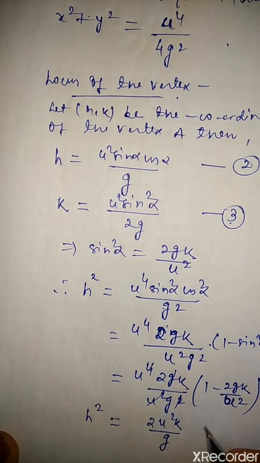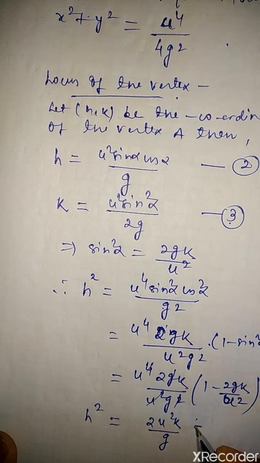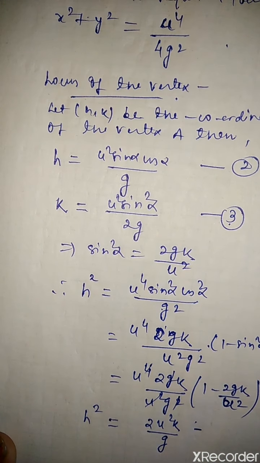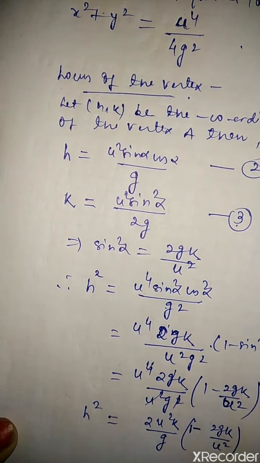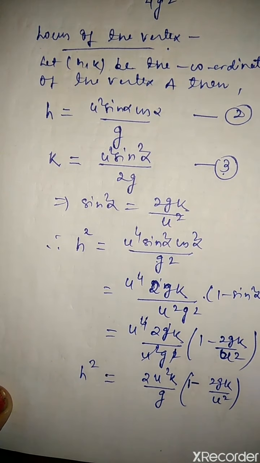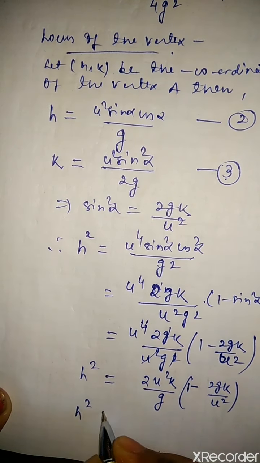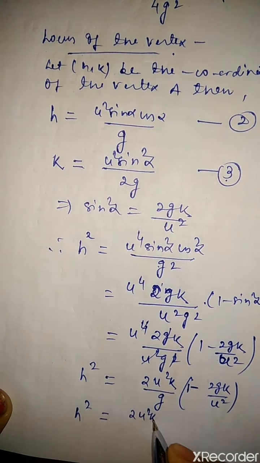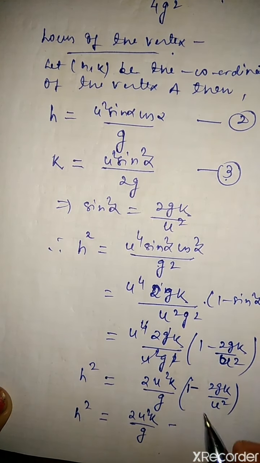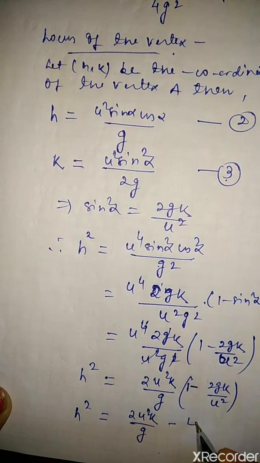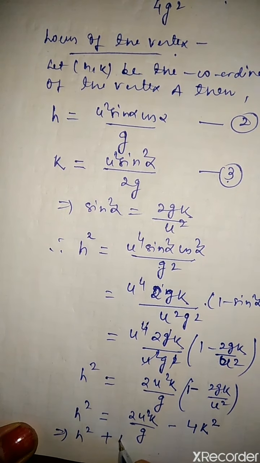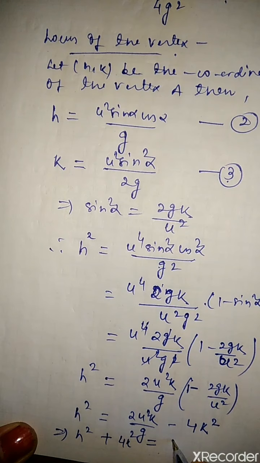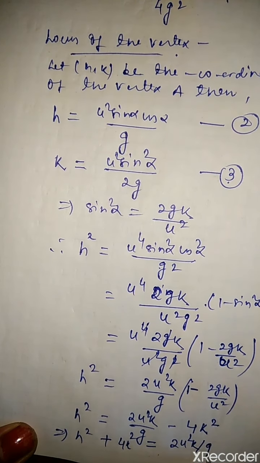and then we have minus this value, 1 minus 2gk divided by u square. Now we solve this value here. So h square equals 2u square k divided by g, and by multiplying this value, what we are left with is 4k square. So this implies h square plus 4k square equals 2u square k divided by g.